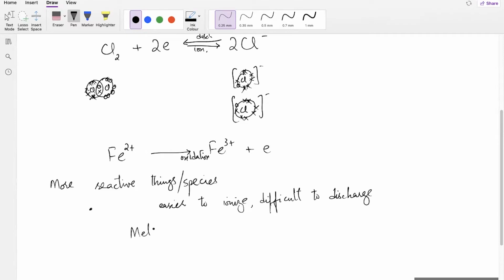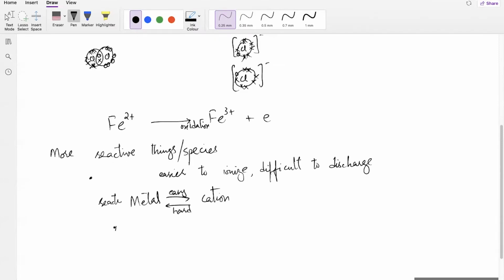So for example, if I have a metal, then a more reactive metal is easier to make a cation. It's easy, but the reverse process is hard. For non-metals, a more reactive non-metal is easier to make an ion, an anion. That requires less energy, but it is hard to convert it back to a non-metal because that requires more energy. So that is the idea here: more reactive species are easier to ionize and difficult to discharge.